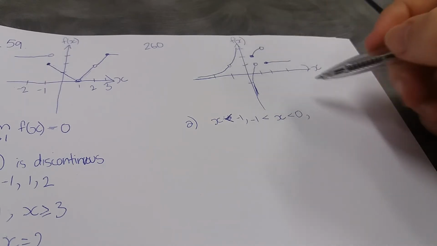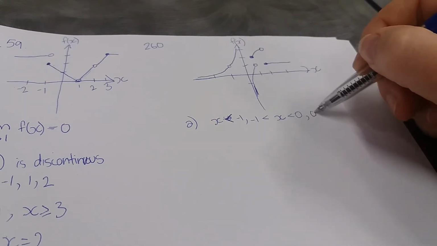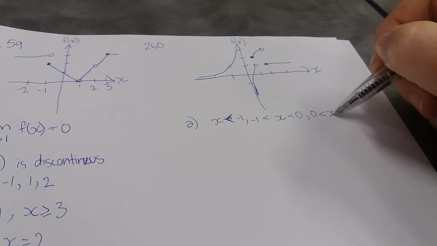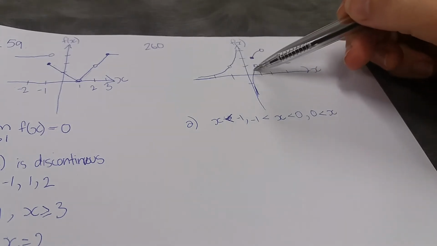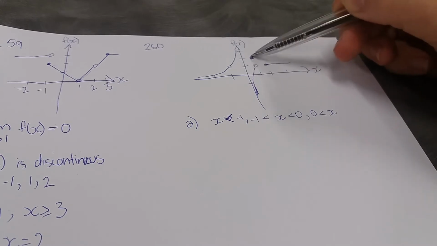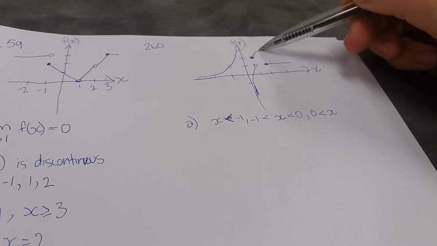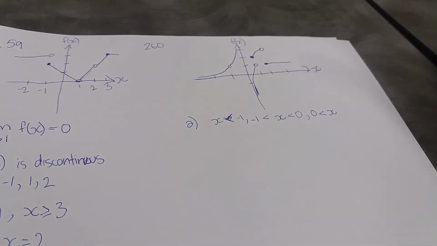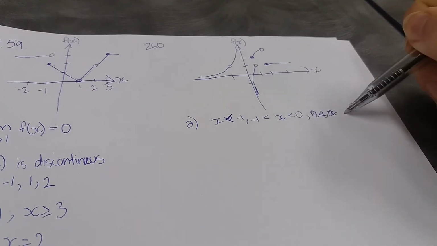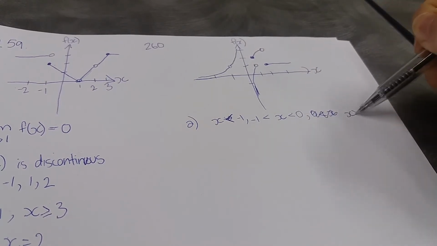And then again, it exists for x greater than 0, but this one here continues because it's still defined at x equals 1, it's still defined at x equals 2, so it keeps going. Alright, so you can either write it as 0 less than x, or you can write it as x greater than 0.